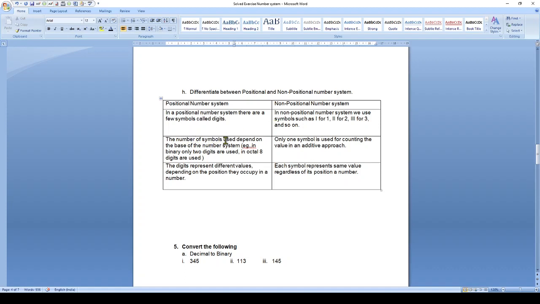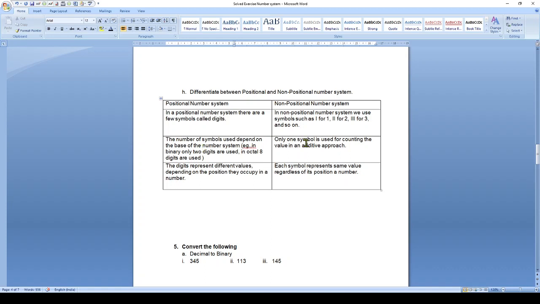The number of symbols used depends on the base of the number system. For example, in binary only 2 digits are used. In octal 8 digits are used. So in binary the base is 2 and in octal the base is 8. Both are positional number systems.